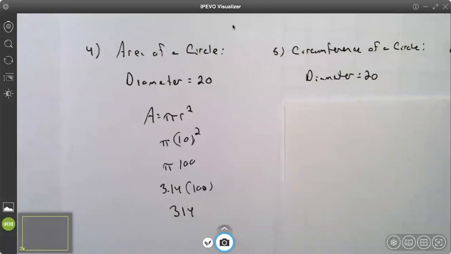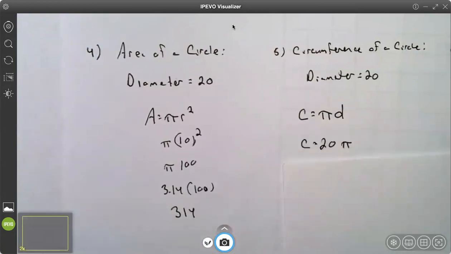Number five, same circle has a diameter of 20. This time, instead of finding the area, we're finding the circumference. Find the circumference of a circle with a diameter of 20. Circumference of a circle is pi d, pi times the diameter. So plug 20 in for your diameter, and 20 times pi we can probably do in our head.